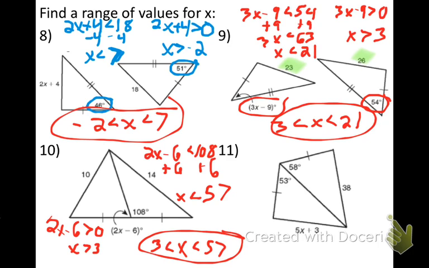And the very last one. Hannah, how can I set up the first inequality? How would you set up that first inequality? Because I'm given the angles are 53 and 58. Okay. So we're going to know about 5x plus 3.